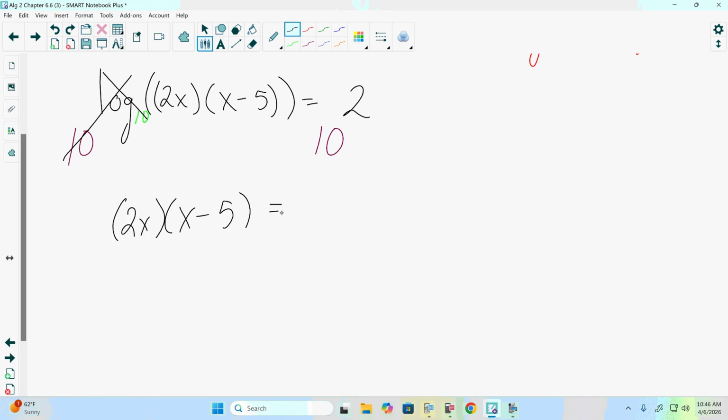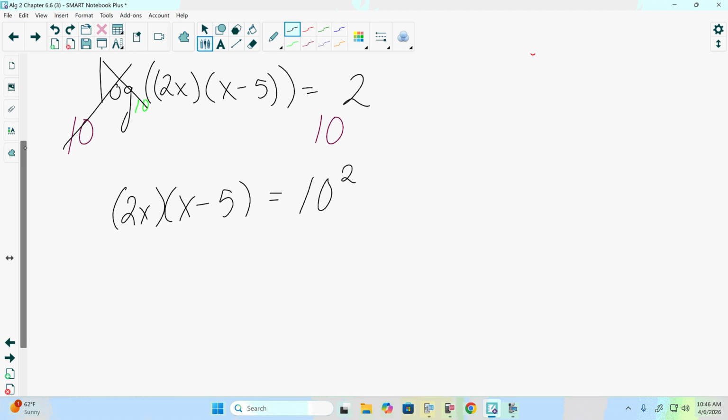Now at this point, we can leave it as 10 squared. We could rewrite it as 100. Either way works. For the time being, I'm going to leave it as 10 squared. Questions on this here?